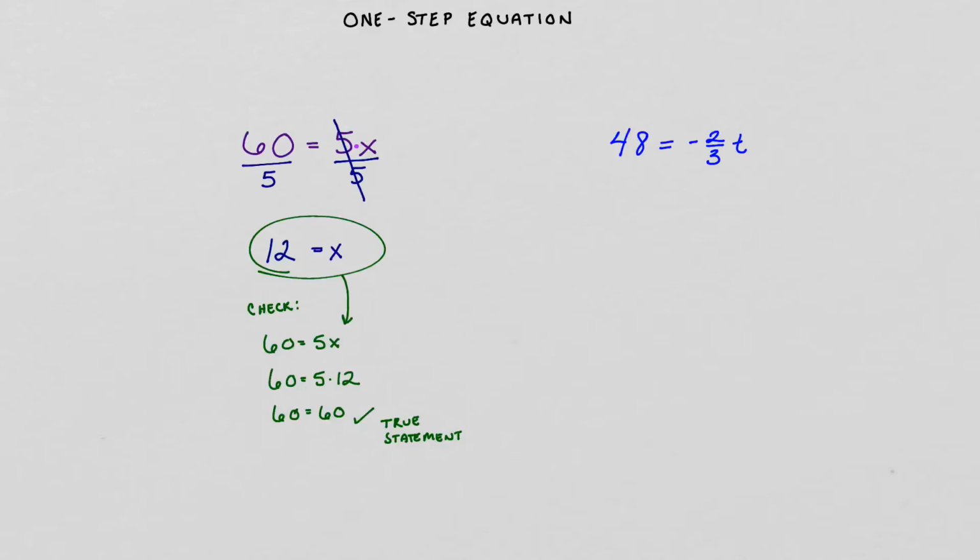Let's go ahead and take a look at the next problem. So this one we have 48 is equal to negative 2/3, again, times t, so you can put that multiplication dot in there if you would like. And I intentionally put this problem in because we are working with a fraction in this one as opposed to an integer. So one way that you could approach this, of course, we could undo this multiplication by dividing both sides by a negative 2/3.